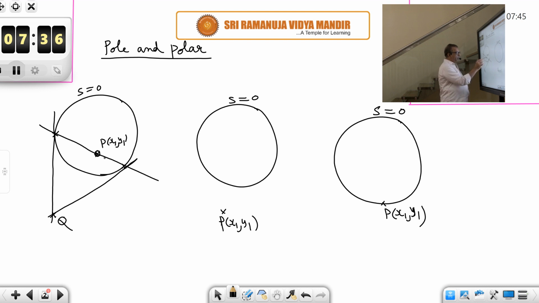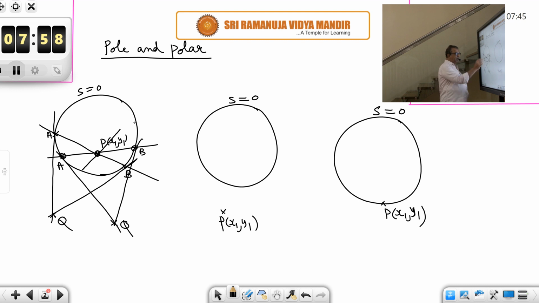See, through the point P we have drawn a line intersecting the circle at A and B. At A and B we have drawn tangents. Draw another line intersecting the circle at another points A and B. There you draw again 2 tangents. You will get another Q.